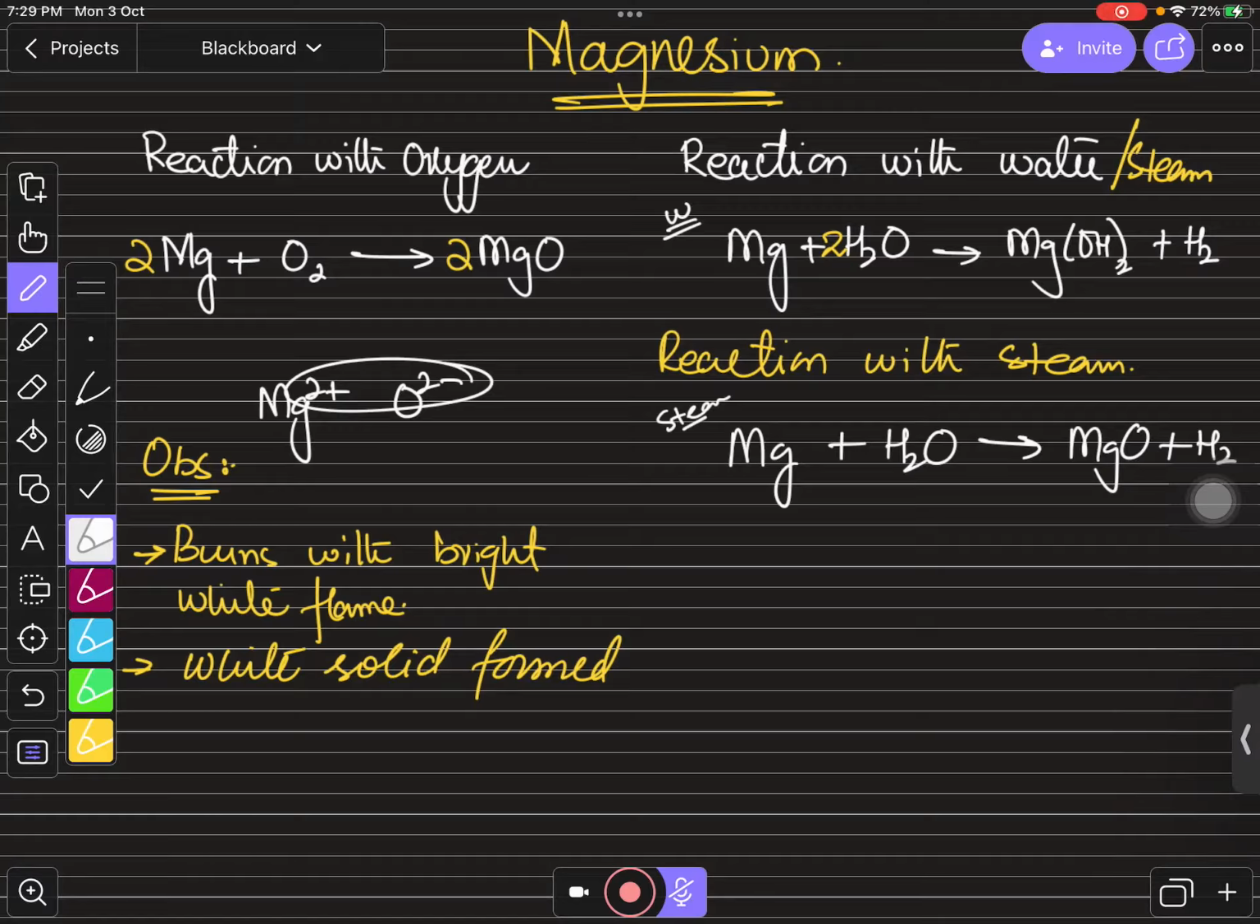You need to remember this, right? Then if you talk about the observation of this, it's very simple. You can write the observation by the product. One of the products over here is gaseous. So you can simply say colorless gas evolves.